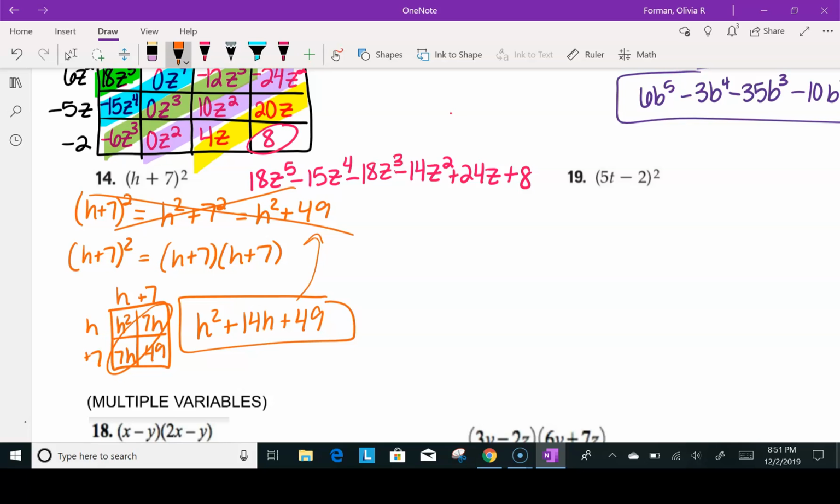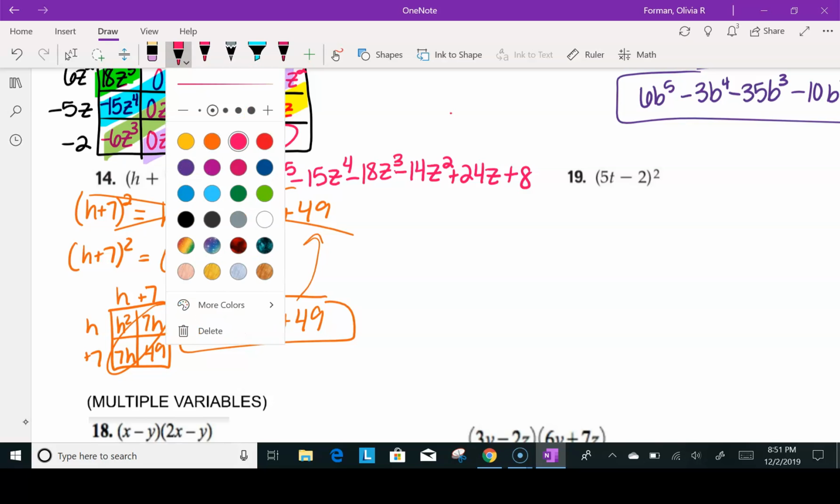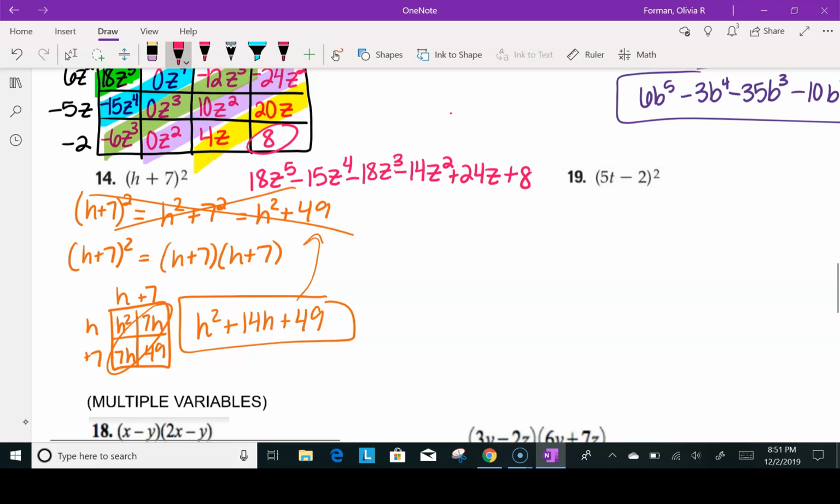So just be careful if you ever see a binomial that's being squared like that, you can't just square both terms. You actually need to take it, do a box multiplication or distributive property, and get your answer that way. Okay, so number 19, same thing. You're going to take 5t minus 2 times 5t minus 2.